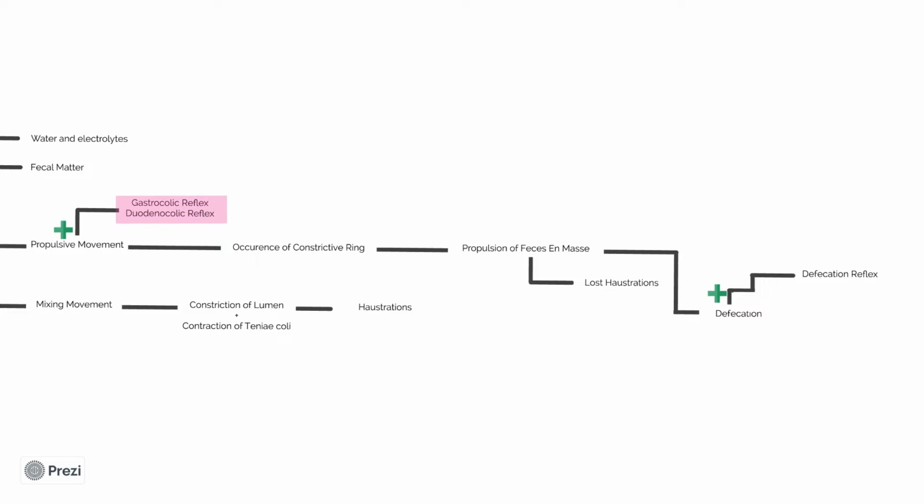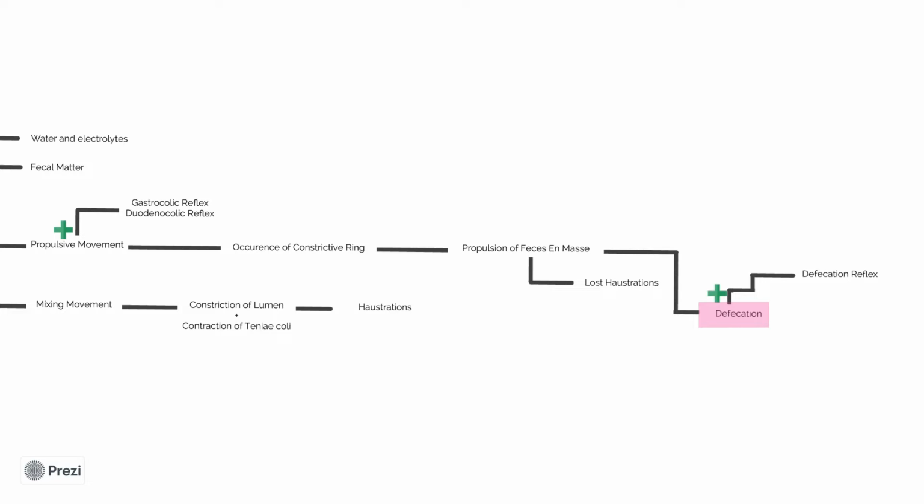The appearance of mass movements after meals is facilitated by gastrocolic and duodenocolic reflexes. These reflexes result from distension of the stomach and duodenum. After this, the remaining material turns almost solid, which is compacted in stools and stored in the rectum until it is excreted through the anus.